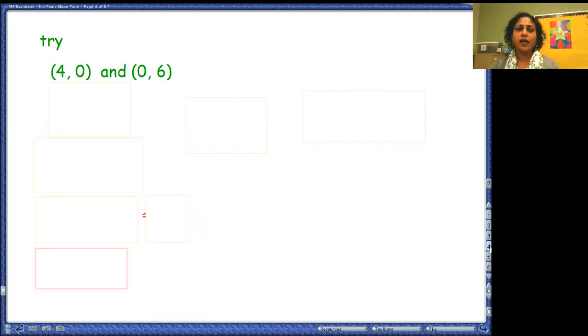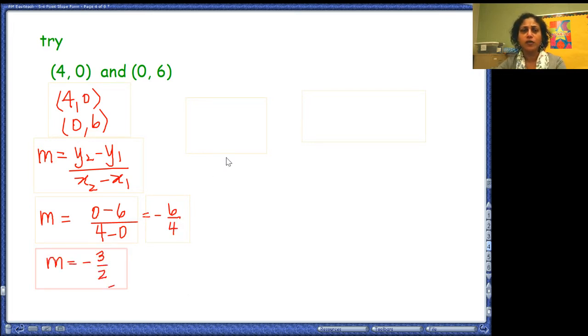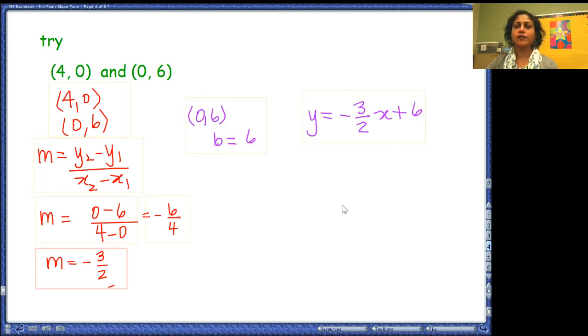The next, I want you to try this one. Pause the video and try it, and then play it again to see if you got it. I have written my ordered pairs. I have written my formula, solved it, simplified it, and m is -3/2. b, as you can already tell, is equal to 6. So the answer is y = -3/2 x + 6.